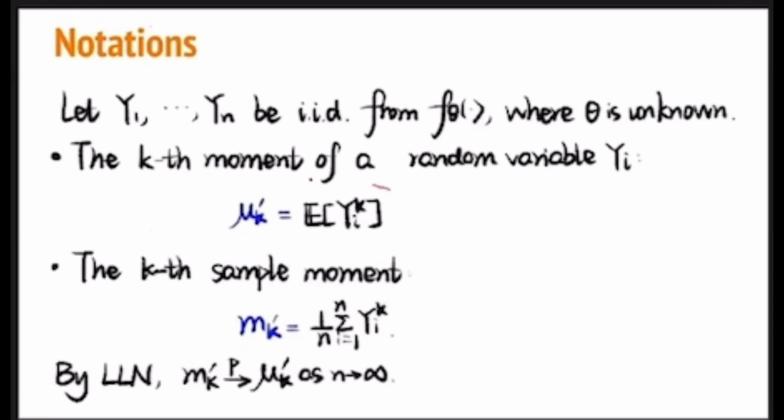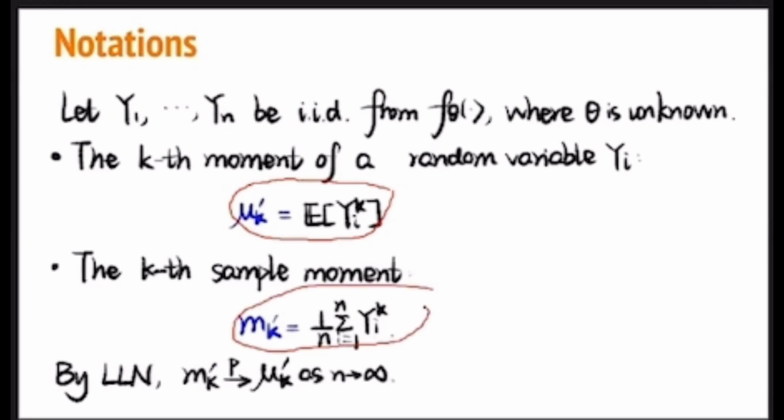If you take a look at this, that is a kth moment of a random variable. If k equals 1, you have the expectation of Y. We call that the first moment. If k equals 2, we call that the second moment, which is the expected value of Y squared. Now we have a corresponding sample moment. Take a look at this. We got this corresponding sample moment.